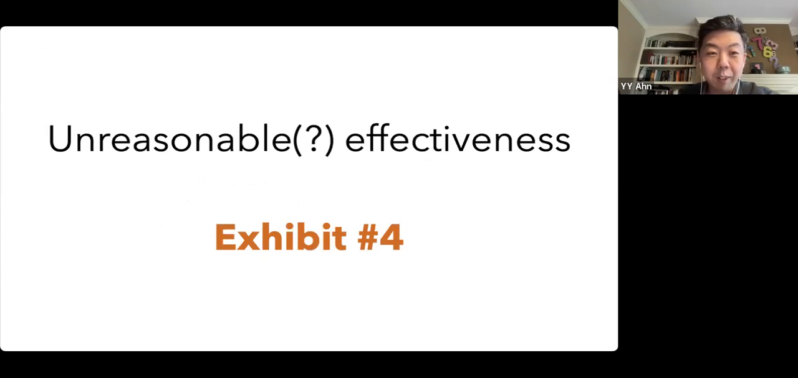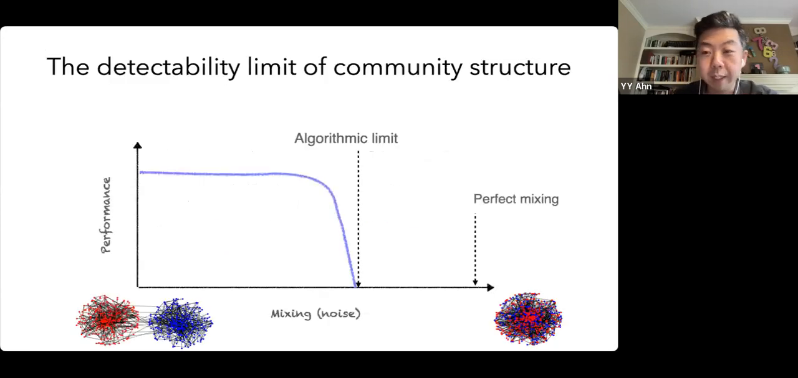Okay, exhibit 4 is about clustering. In network science, there is something called the detectability limit. On the bottom left, you can see two clusters of nodes that form communities. The question is, can we identify those two communities? Can we really find these two groups? It's very closely related to a classical clustering problem. And even there, there are two limits.